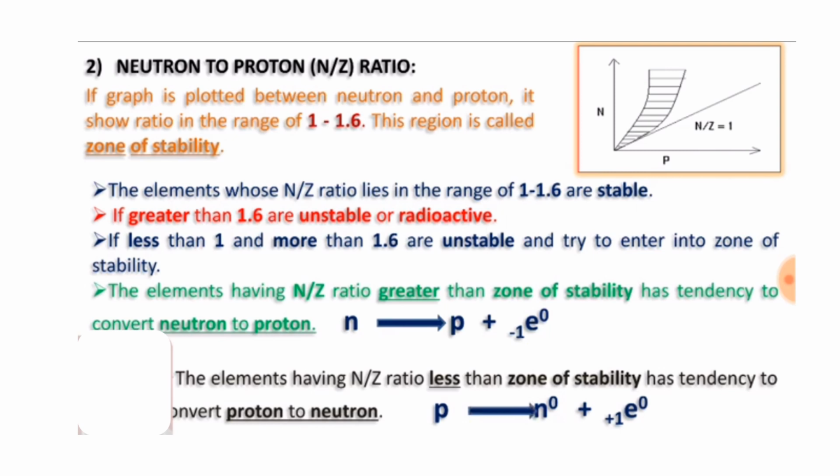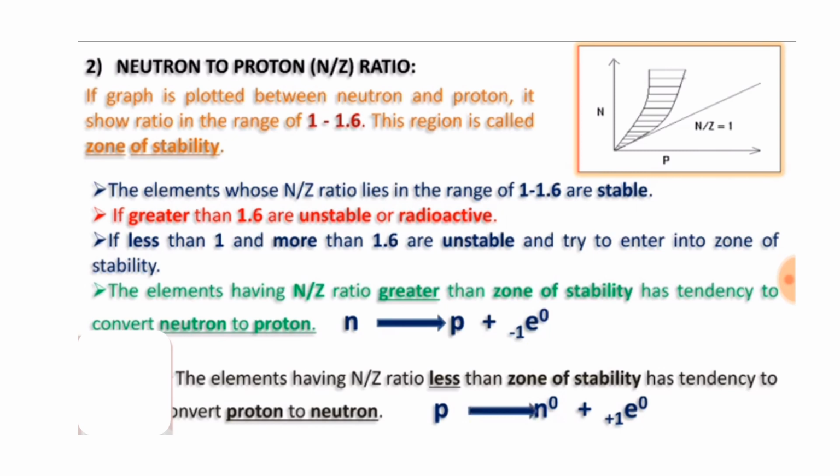And coming to the third one, neutron to proton ratio. When a graph is plotted between neutrons and protons, it shows a ratio in the range of 1 to 1.6. This region is called the zone of stability. The elements whose N by Z ratio lies in the range of 1 to 1.6 are stable. If greater than 1.6, they are unstable or radioactive. If less than 1 or more than 1.6, they are unstable and try to enter into this zone of stability.